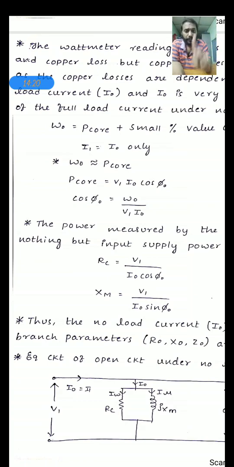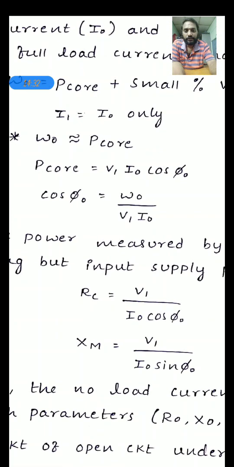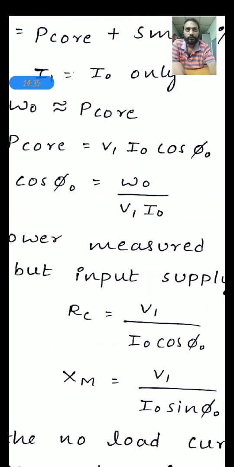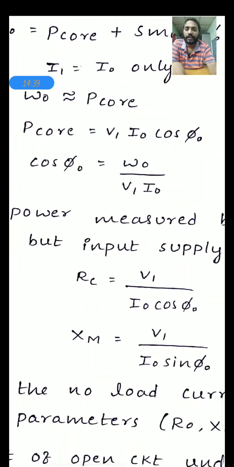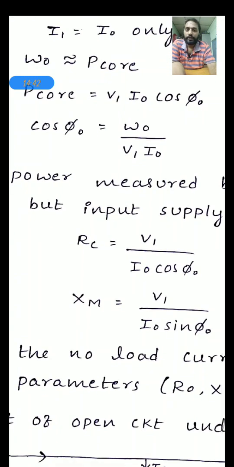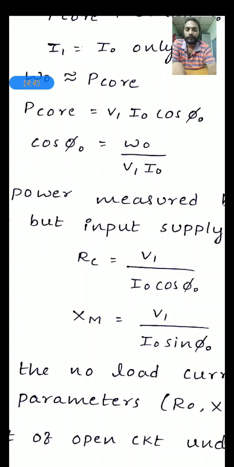So P core is equal to the input power. We are giving V1 voltage, and the current passing through the transformer is I naught cos phi naught. So P core is equal to V1 I naught cos phi naught. From this equation we can write cos phi naught is equal to W naught by V1 I naught, because P core is equal to W naught. W naught is the wattmeter reading, V1 is the voltmeter reading, and I naught is the ammeter reading. So cos phi naught is equal to wattmeter reading divided by voltmeter reading into ammeter reading. So it gives cos phi naught.